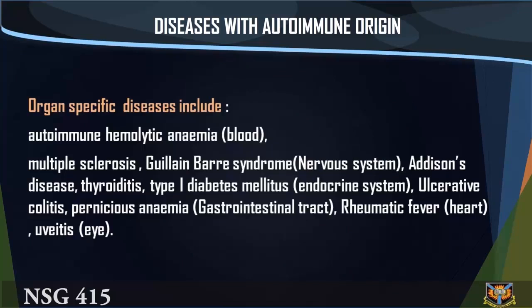Organ-specific diseases include autoimmune hemolytic anemia (blood), multiple sclerosis and Guillain-Barré syndrome (nervous system), Addison's disease, thyroiditis and type 1 diabetes mellitus (endocrine system), ulcerative colitis and pernicious anemia (gastrointestinal tract), rheumatic fever (heart), and uveitis (eye). In the course of the next two study sections, we will discuss two systemic autoimmune diseases, RA and systemic lupus erythematosus.